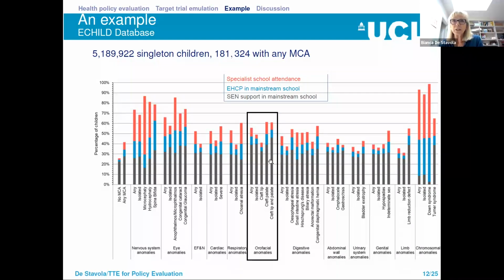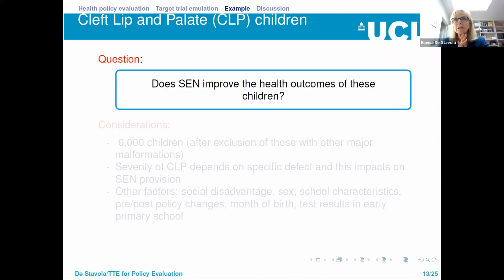So I'm going to look at these children and consider the question whether SEN provision improves their health outcome. Because, of course, we would expect SEN provision to improve their educational outcome, but in this presentation, I will focus on health outcome, because these are children in physical need, and with great disadvantage in terms of their health. And we hypothesize that SEN support will also improve the way in which they access healthcare, and that would also improve their health status overall.